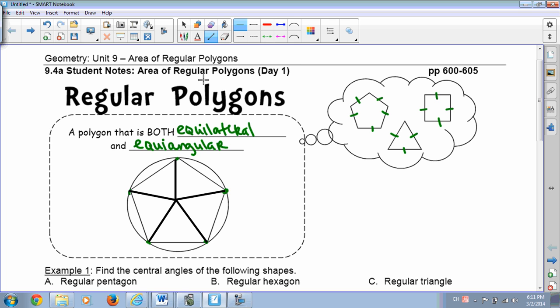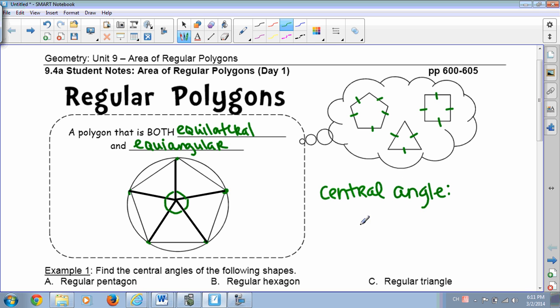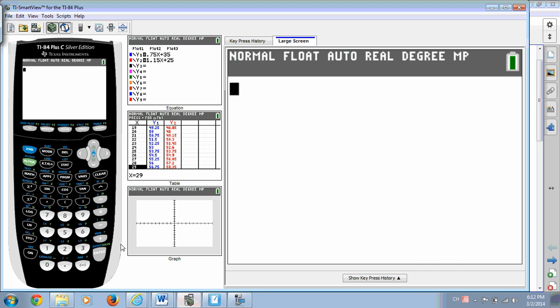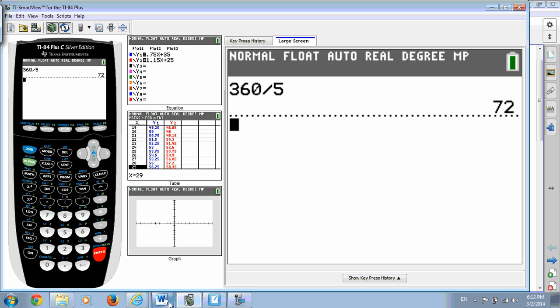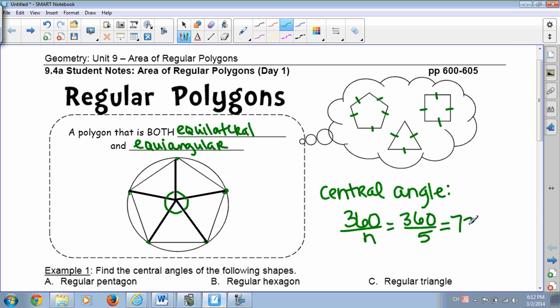So in this unit, we're going to have to understand what is a central angle. So each one of these are central angles. So how are we going to know what each one of those measures? Well, as you can tell, it goes around a circle, 360 degrees. So to find a central angle, we just do 360 divided by n, how many sides there are. Well, in this case, there are 5 sides in a pentagon, so 360 divided by 5. We can go to our calculator. 360 divided by 5 is 72 degrees. So each one of these angles is 72 degrees.